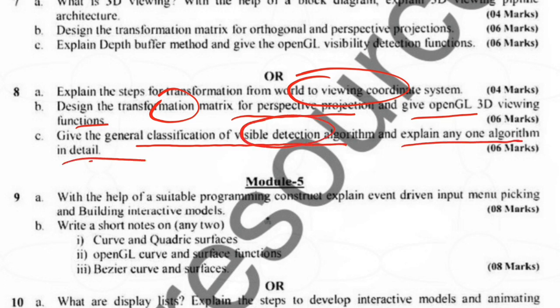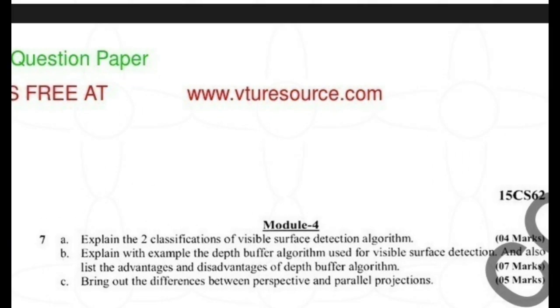Visible detection comes under the second half of the module. So in that, the general classification means how many algorithms are there that you need to list down, and explain any one of them in detail. Okay, so that's what is there in the first question paper.